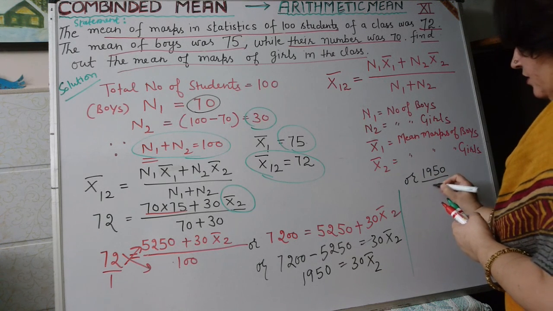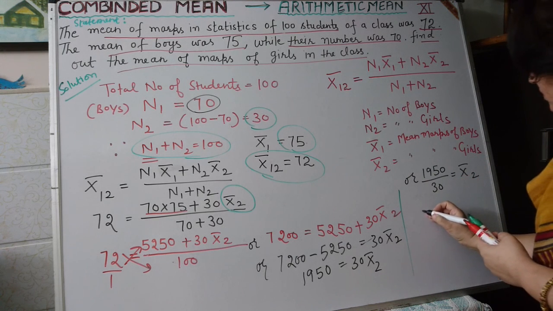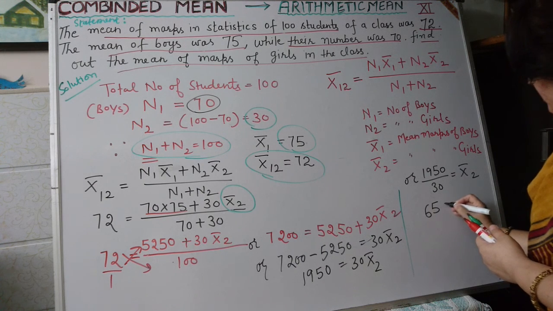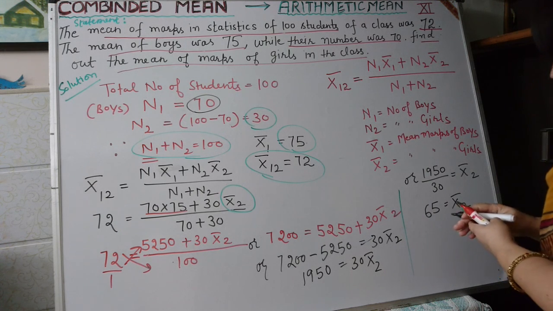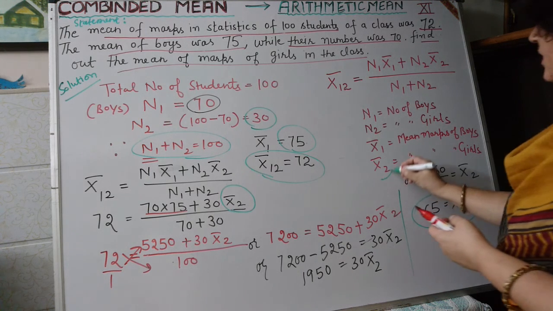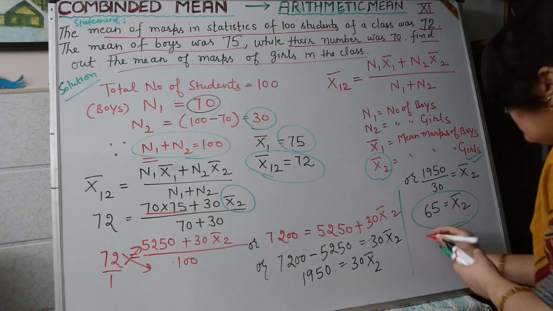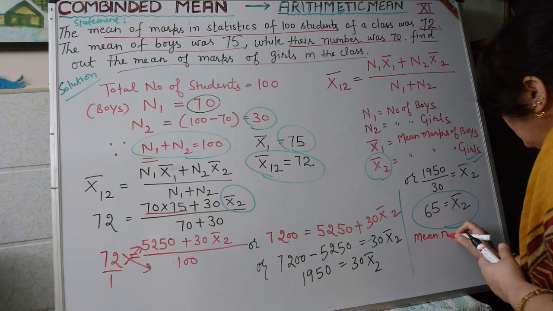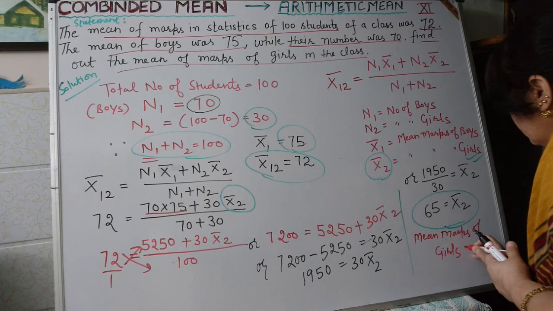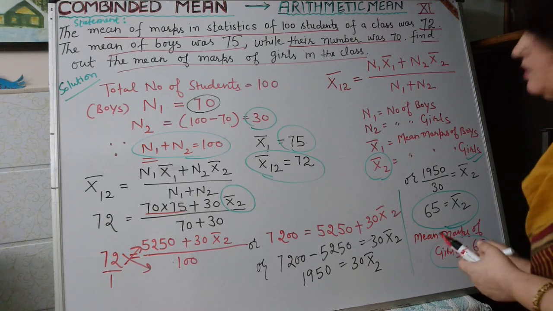1950 divided by 30 is equal to X bar 2, or this will be equivalent to 65 is equal to X bar 2. So we have to find out the value of X bar 2. X bar 2 represents mean marks of girls. So the mean marks of girls are 65. So this is the answer.